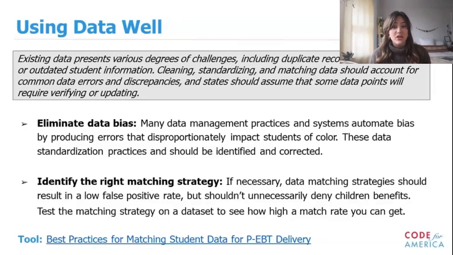Unfortunately, in the first iteration of P-EBT, many students did not receive this benefit or were delayed receipt of the benefit simply because a data matching algorithm failed to identify them in a data set. So all data matching strategies are not created equal. It takes a little testing to determine the right strategy that will get you the lowest false positive rate, but that more importantly, won't unnecessarily deny children benefits.